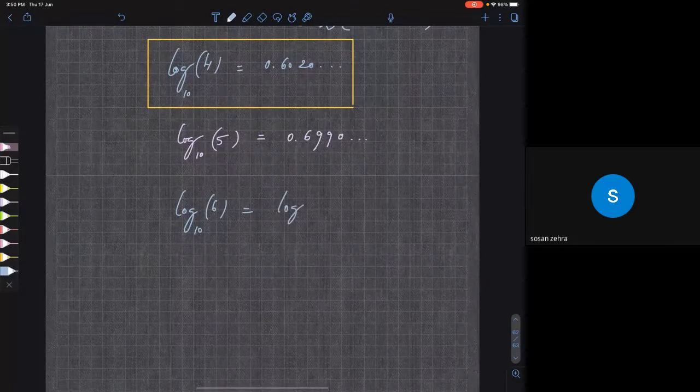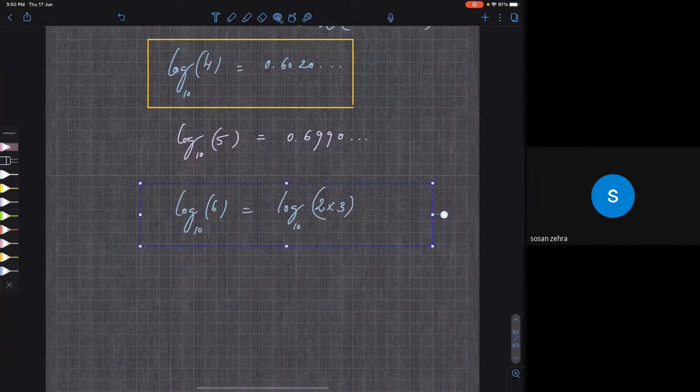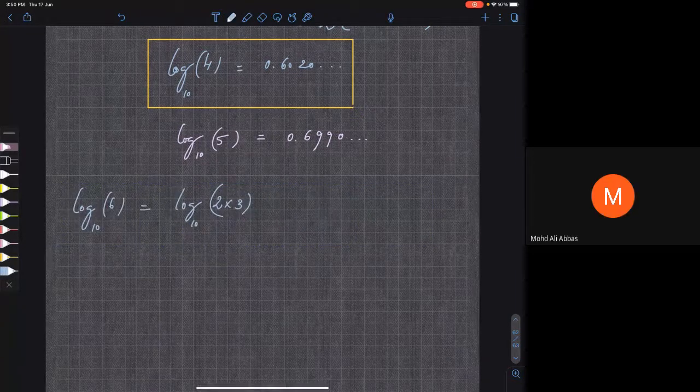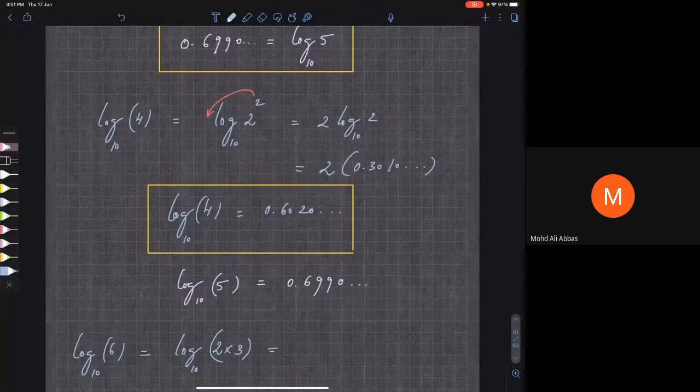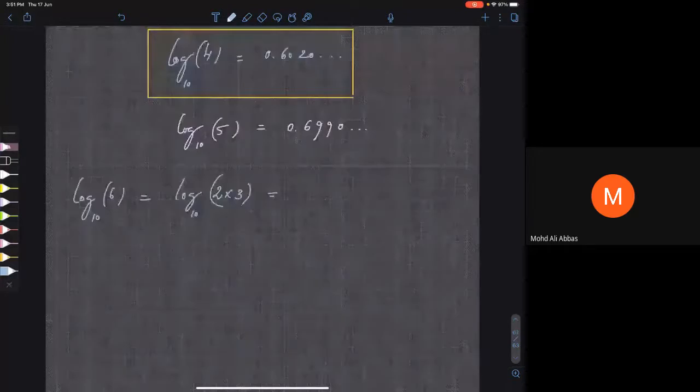Now, do you need to remember the value of log 6 to the base 10? No, sir. You don't actually, because it can be written as 2 times 3. But we know the property in logarithms. Log 4 can be written as log of 2 square, and 2 will come in front, because we have seen that property in logarithms, right? So it becomes 2 log 2 to the base 10. Clear? Yes, sir. So we already know the value of log 2 to the base 10, which is 0.3010. So when you multiply 2, it will be 0.6020. Clear? Yes, sir.